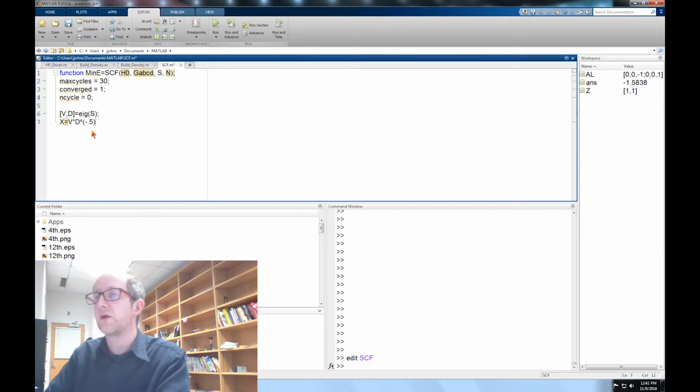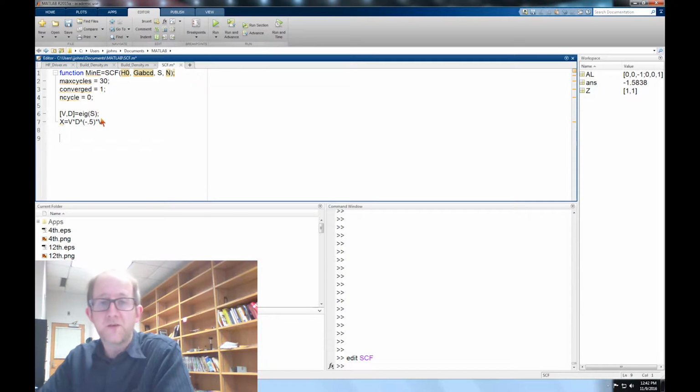So 1 over the square root of the eigenvalues times V transpose. The little apostrophe there in MATLAB takes a transpose of the matrix, or the Hermitian conjugate. Okay, so now we have our new matrix X that we're going to use for transforming from one space to another. And now we just need to get started.